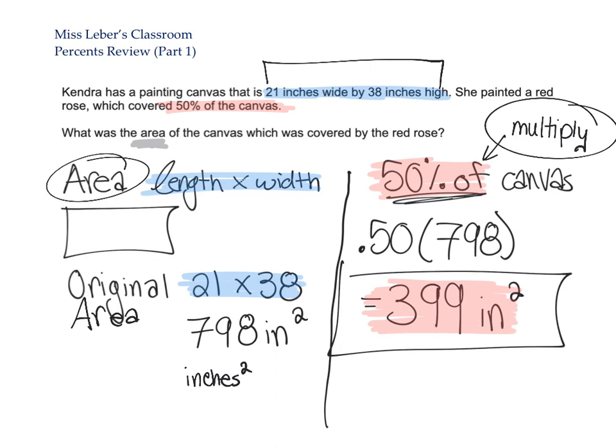But it then said the rose covered 50% of the canvas. So in order to do that 50% of the canvas, I had to take 50% and multiply it by that area. So I did 0.50 or 0.5 times the area. You also could have, because it's 50%, just divided 798 by 2. Again, that's another way to look at it. But we found the area first and then did 50% of that, and of, again, remember, tells us to multiply.